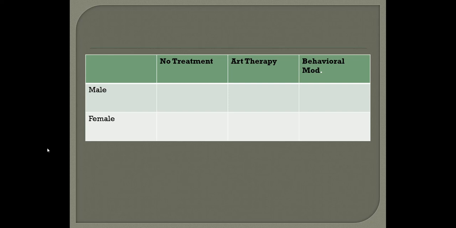So looking at this in one of these sort of window box designs, as they're often called, here we have the treatment group, which is no treatment, art therapy, behavior mod, and here we have our gender, male and female. And this would be considered a 3x2 factorial design.